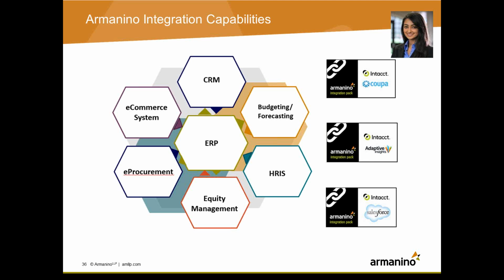One way we really like to ask clients to think about it is if there's a process that you're doing repeatedly throughout the week, which is not really a value-added task, then that's probably a process that can be automated and made less manual. Some key applications you want to think about in the business are your CRM, your budgeting and forecasting tool, and your HRIS system. These are all applications where there is a lot of value to integrate with Intacct, and Armanino has some prepackaged solutions which can help you realize that value.